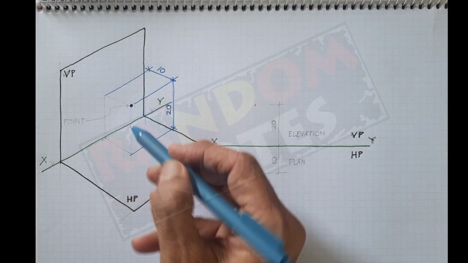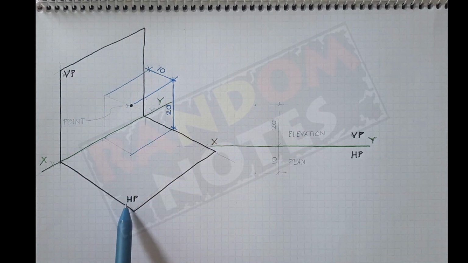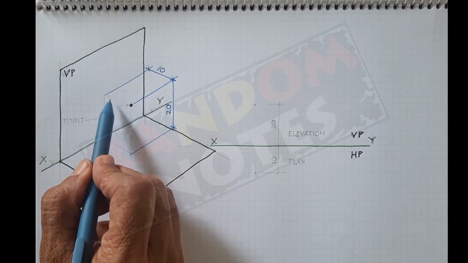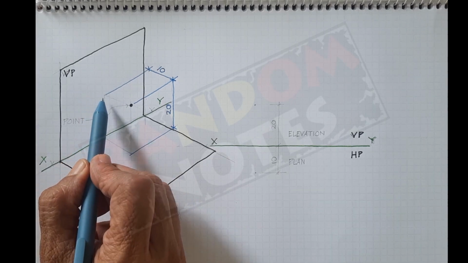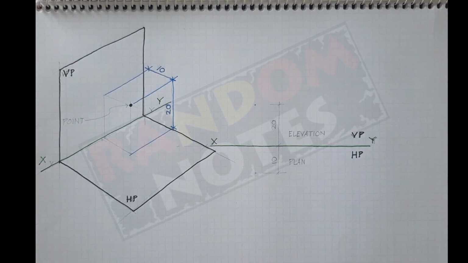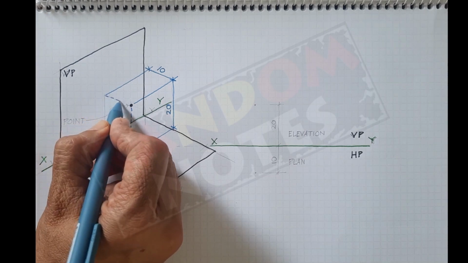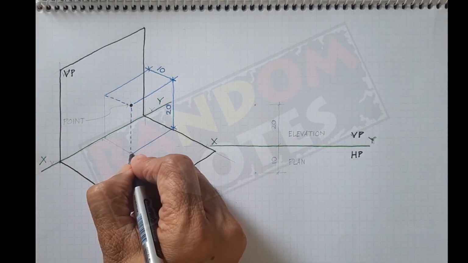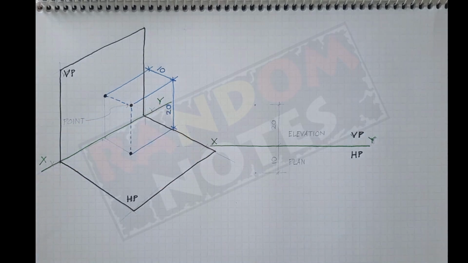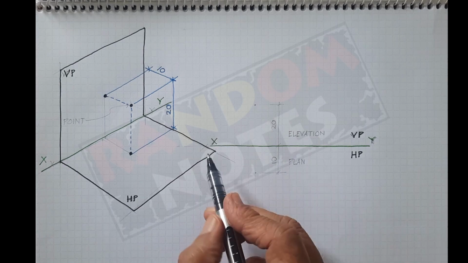And we have to take the projections down to get its plan on the horizontal plane, and we have to take the projection perpendicular to the vertical plane to get its elevation on the vertical plane. So if I take the projections down, this is where the plan will come and this is where the elevation will come. So let us translate this into a two-dimensional drawing.